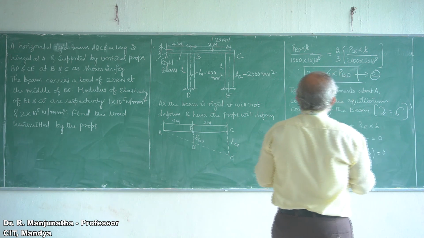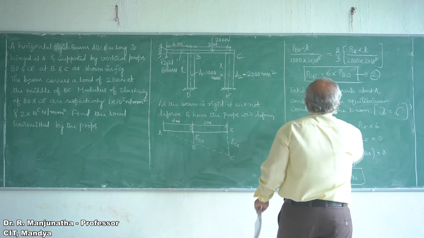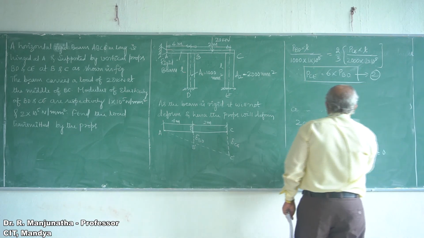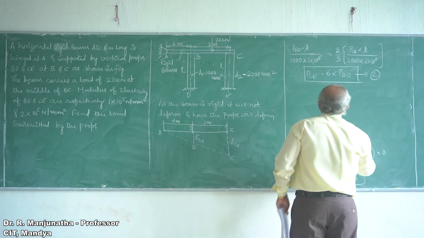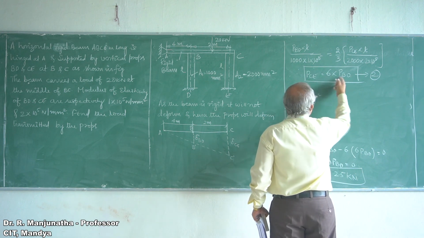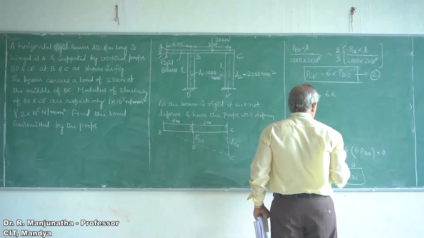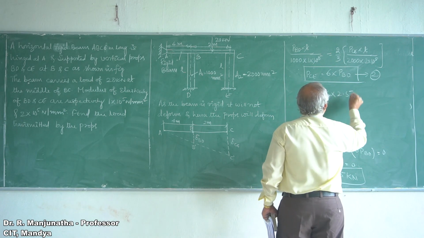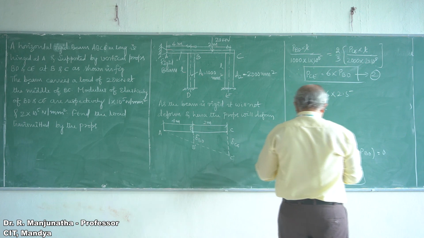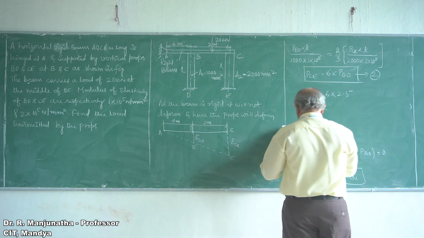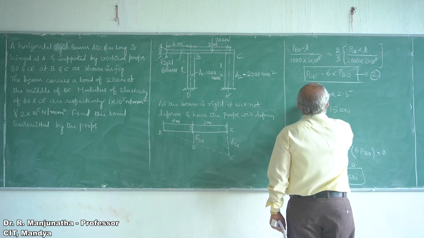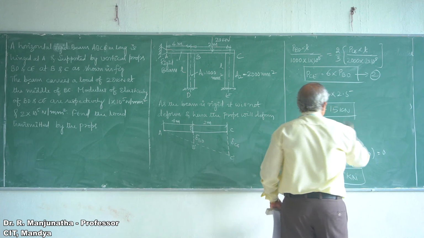Once we get the value of PBD, we need to find the PCE value. We know that PCE is 6 times PBD, 6 into 2.5, therefore PCE will be equal to 15 kilonewton. So this is how you will be able to solve this problem.